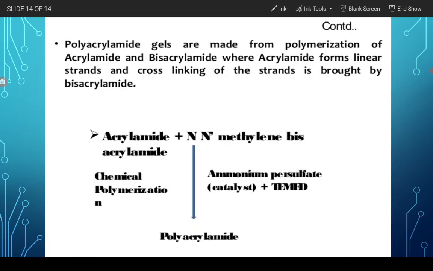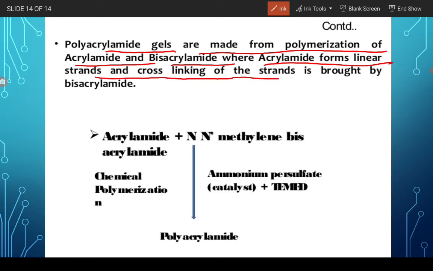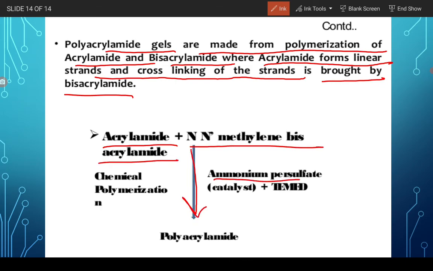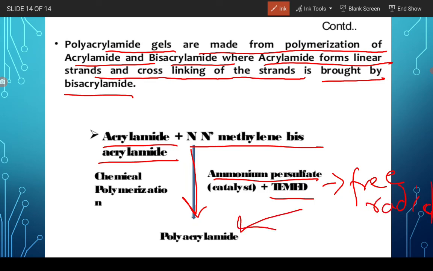So what happens now? Polyacrylamide gels are made from polymerization of acrylamide and bisacrylamide, where acrylamide forms linear strands and cross-linking of the strands is brought about by bisacrylamide. So acrylamide plus N,N-methylene bisacrylamide, and polymerization occurs by ammonium persulfate and TEMED generating a free radical. So this free radical catalysis occurs, and polyacrylamide is formed.